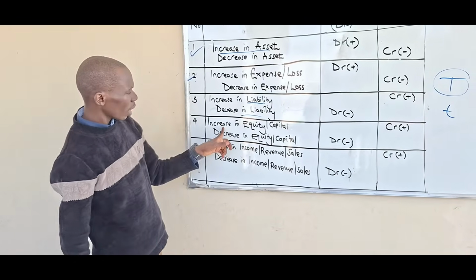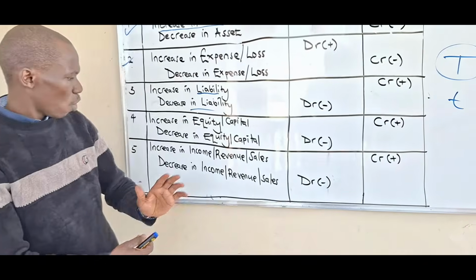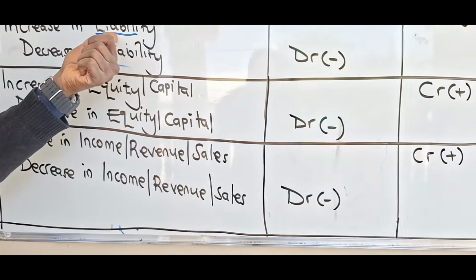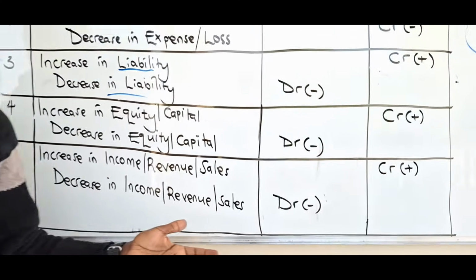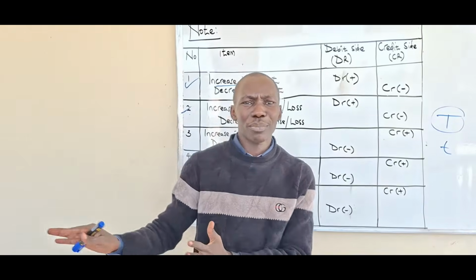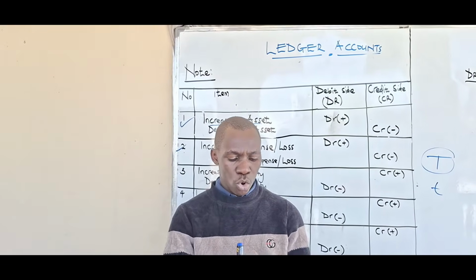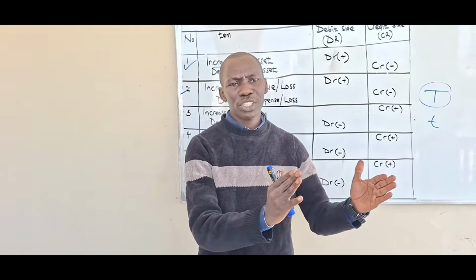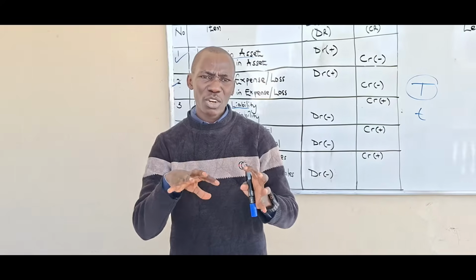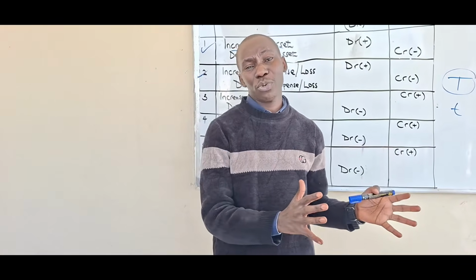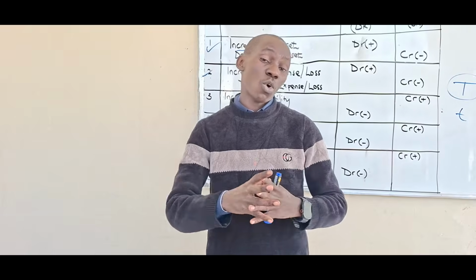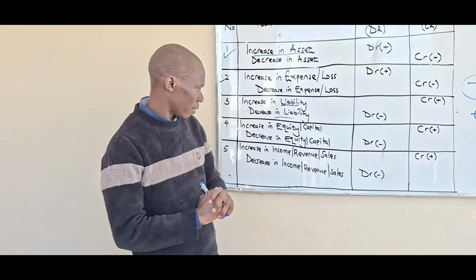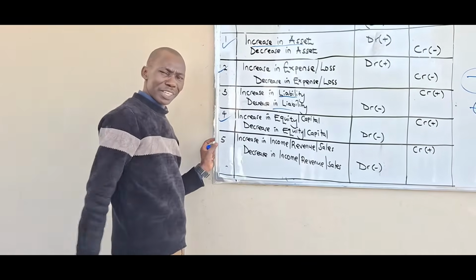Then we have equity or capital. Where you see our equity is increasing, it has the same behavior as liability. Even when you look at the accounting equation, liability and equity are on the same side, right? And assets on the other side. So once you see liability and equity, they have the same behavior. If equity is increasing, you put it on the credit side. The moment you see any decrease in the equity or any component of equity, could be retained earnings, you put it on the debit side. The decrease on the debit side, the increase in equity on the credit side. Hope even equity is very clear.